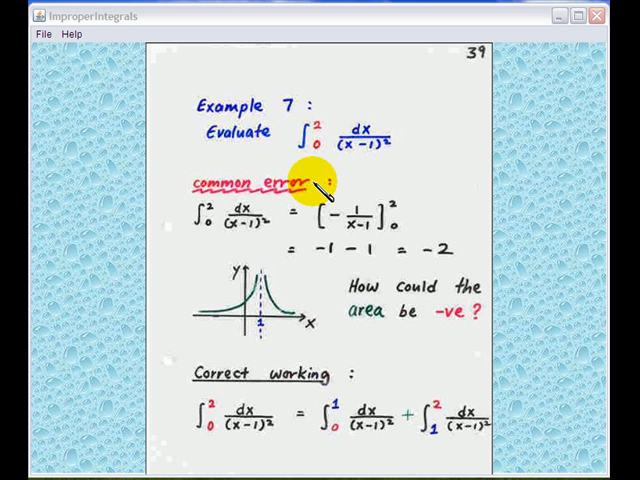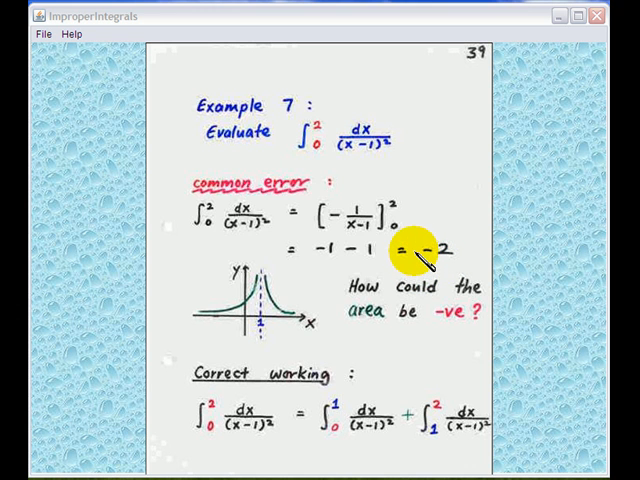One common error people make is, oh, I know, the integral of 1 over (x minus 1) squared is negative 1 over (x minus 1). And then you put the limits from 0 to 2: for x equal to 2, you get minus 1, for x equal to 0, you get 1, and so in the end, the answer is minus 2.